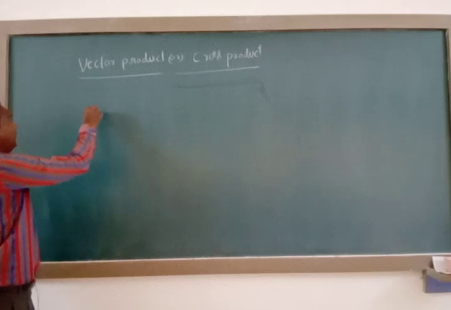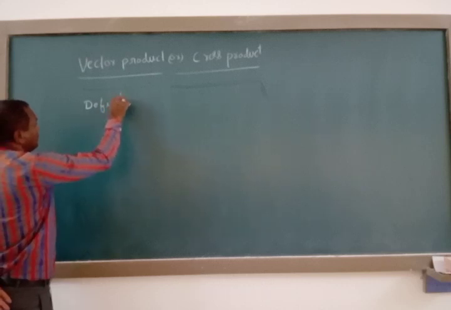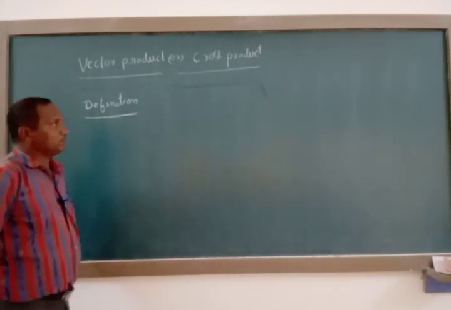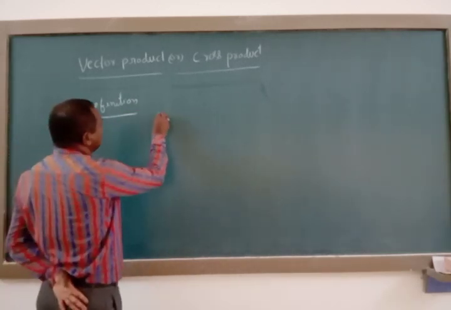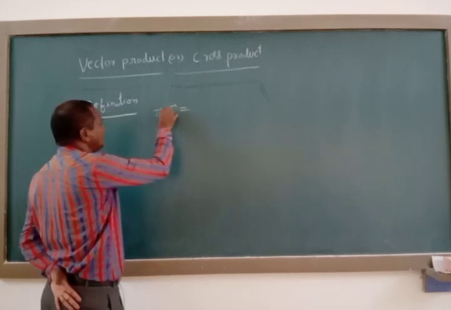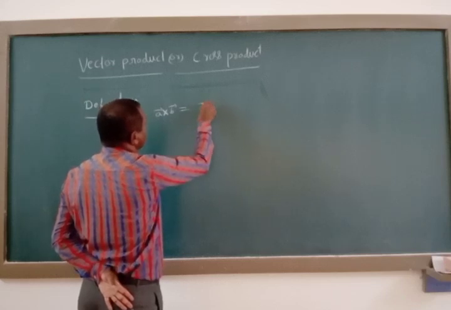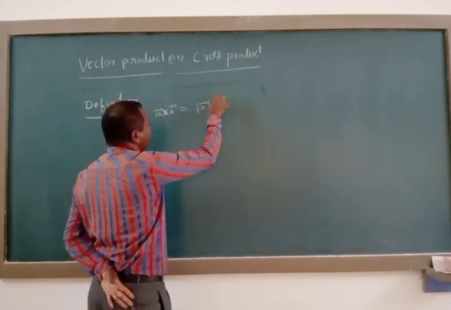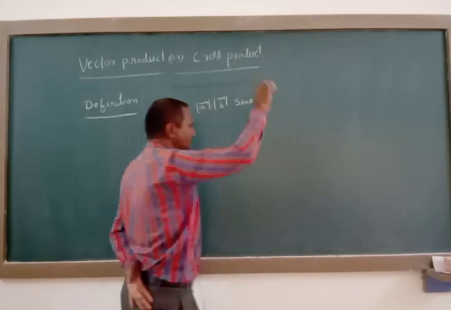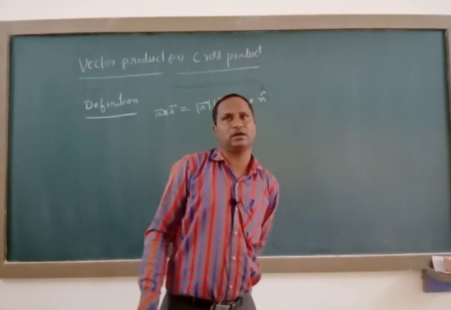First, the definition of vector product or cross product is: let A bar and B bar be any two vectors, then the cross product is defined by A bar cross B bar is equal to magnitude of A bar into magnitude of B bar into sine theta into n cap, where n cap is the unit vector perpendicular to both the vectors A bar and B bar.